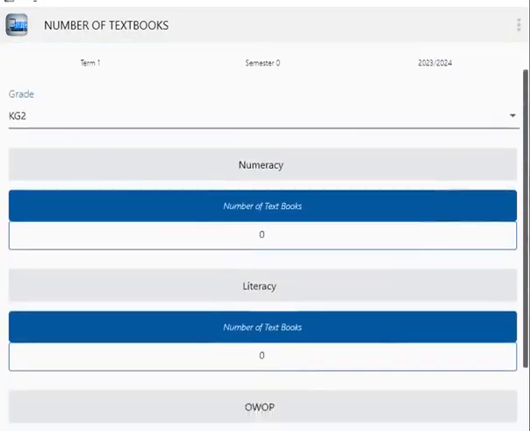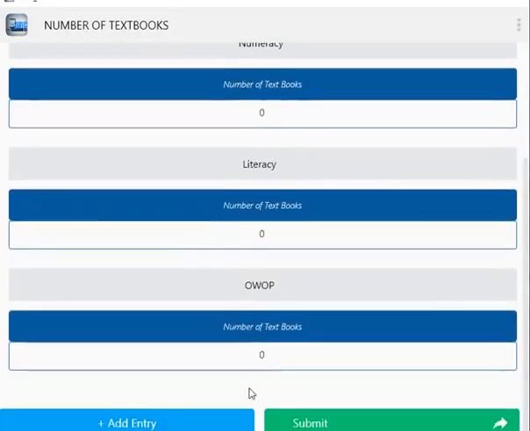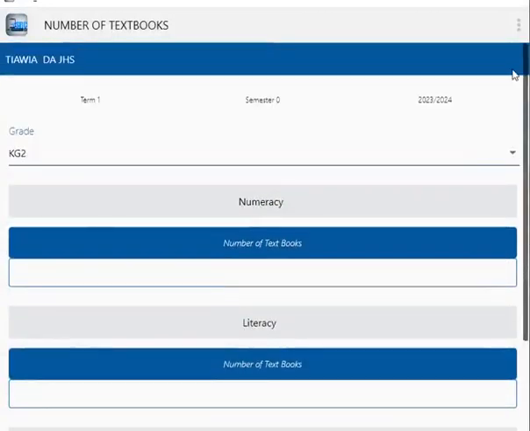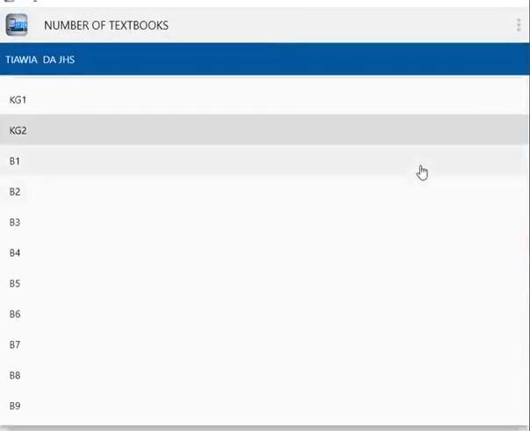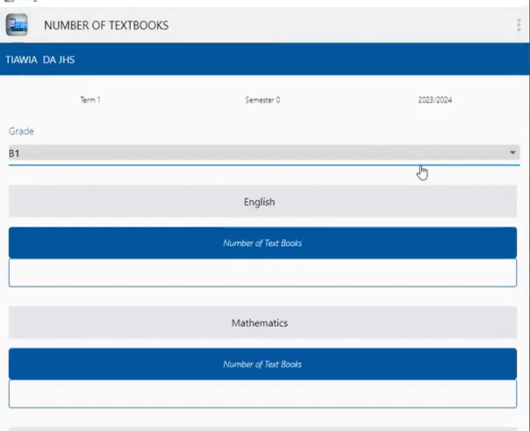So in this school we have KG1 and KG2. It is a basic school, so we have to finish with all the levels. You click on add entry. So you are done with KG1 and KG2. The next grade is basic 1. You continue for all the subjects and all the grades until you are done with all the classes in the school.